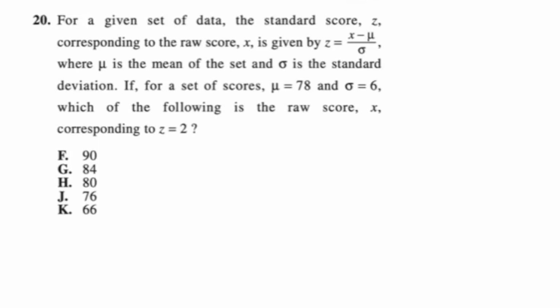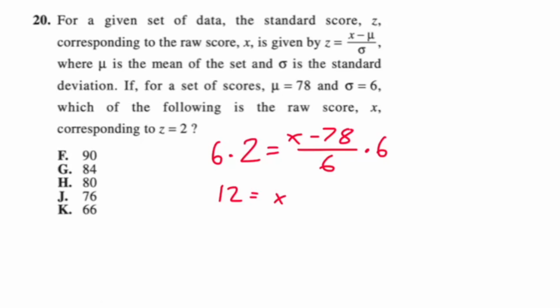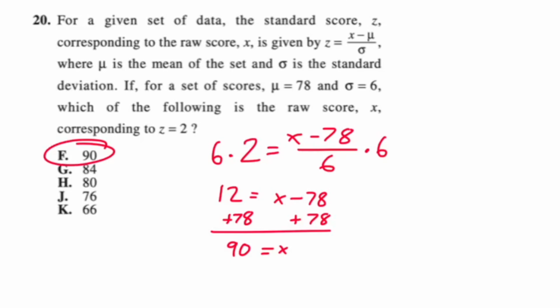So they said z is 2, so I'll plug in 2 where z was, and then x, I don't know what x is, that's what I'm going to be solving for. They told me mu is 78, so minus 78 over 6, because sigma is 6. Now I just have to solve this for x. So the first thing I want to do is get rid of the 6, get that out of the denominator, so I'm going to multiply both sides by 6. 6 times 2 is 12, and then we have x minus 78. So I'll just have to add 78 to both sides. And we get 90. So the answer is F. And this, of course, falls under statistics as well as modeling.